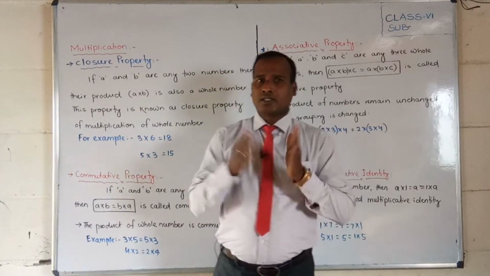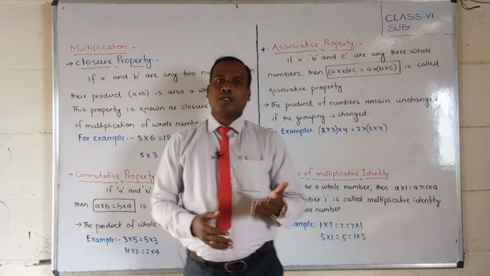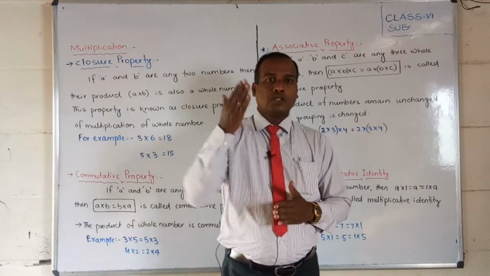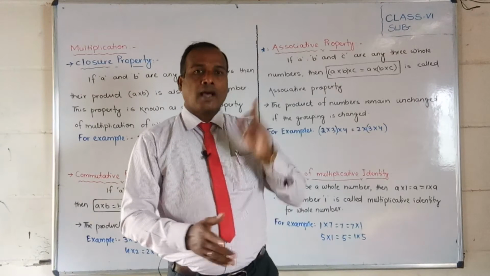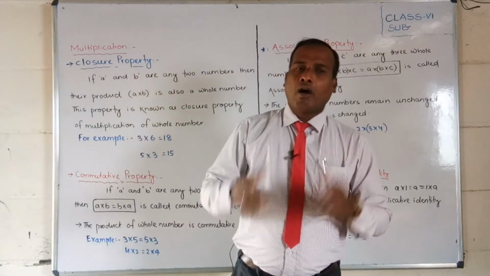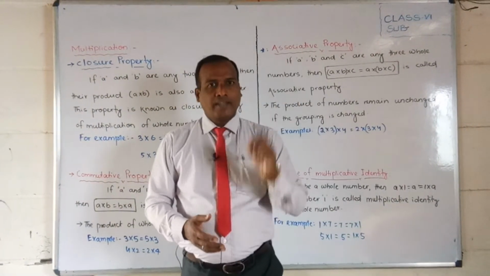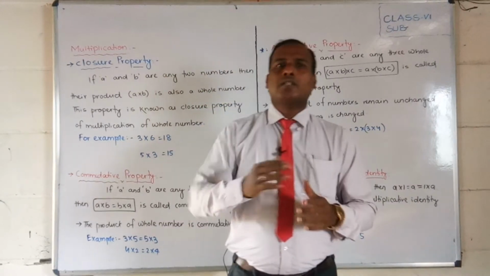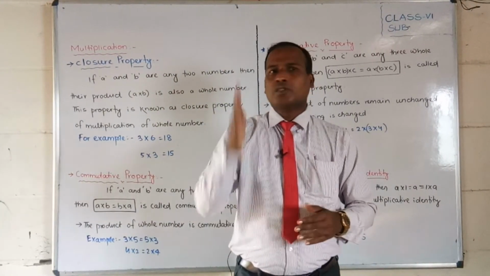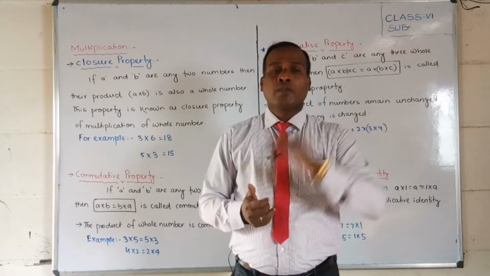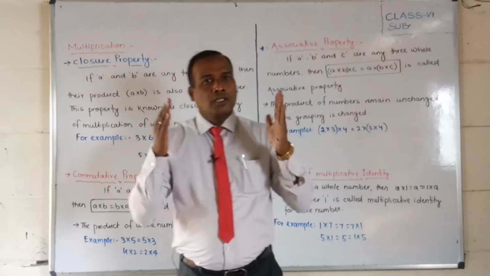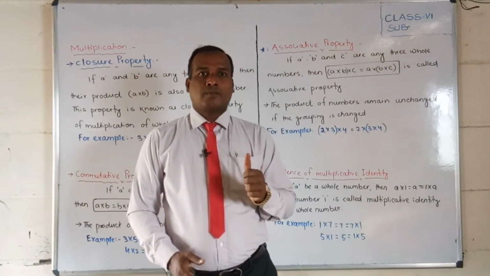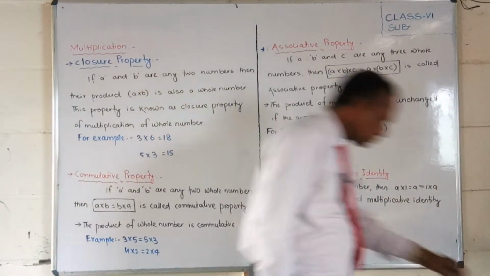So first of all, what are the properties? Already I have told you, we have to check all the properties in all the basic operations. That means closure property, commutative property, associative property, role of zero, multiplicative identity, all we have to check in all operations: addition, subtraction, multiplication, division. Already we have learned addition and subtraction, but today we are going to learn about multiplication. So let us start.